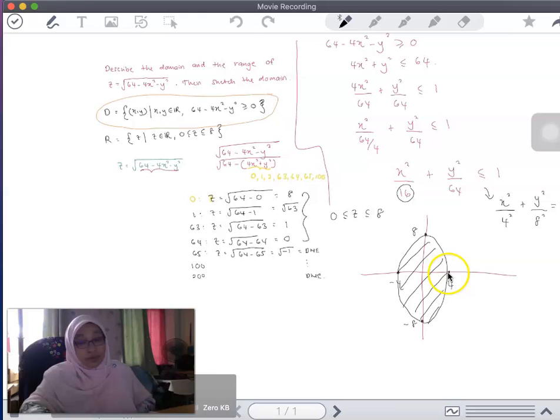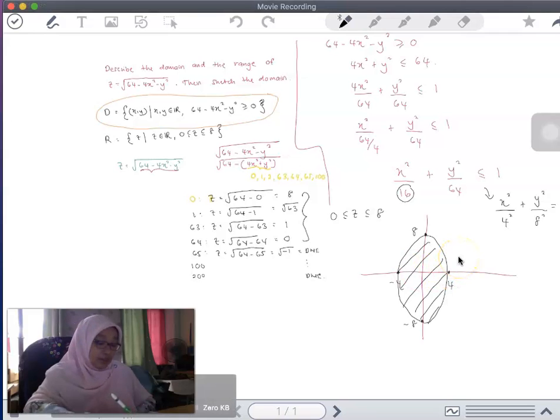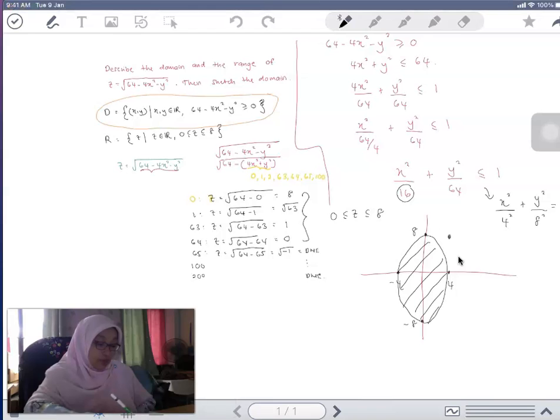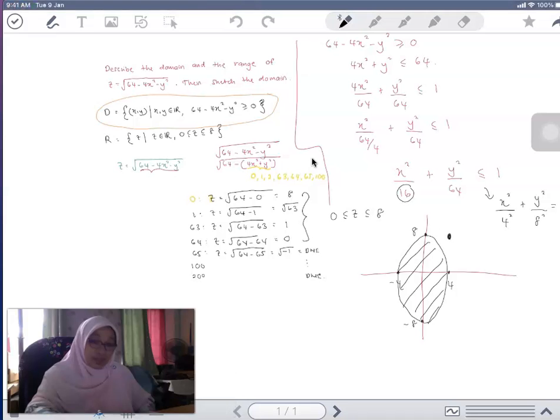Or you can choose 4, 0, or you can choose 0, 8. And I can confirm that the value of z exists. However, if you choose, let's say, the value of 4, 8 here outside the ellipse, then I'm very sure that the value of z does not exist. Again, please check. Alright, so hopefully it is clear about the domain, range and sketching of the domain.